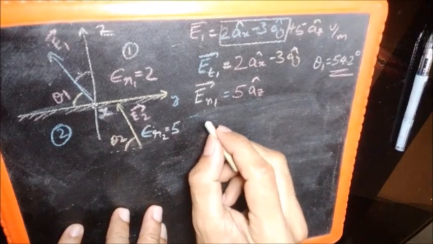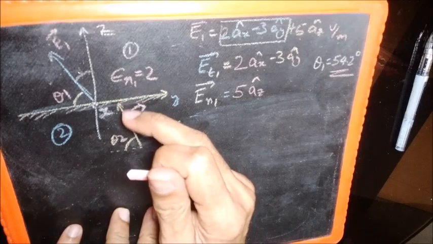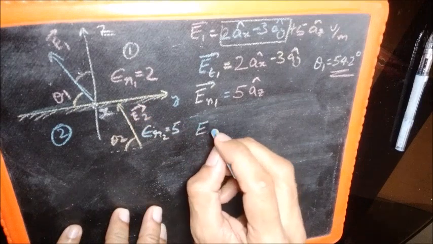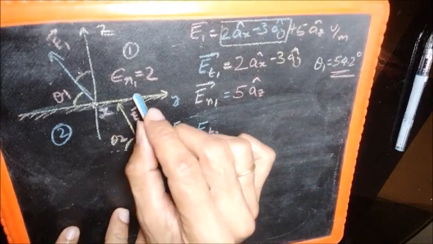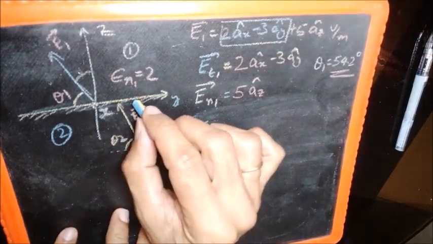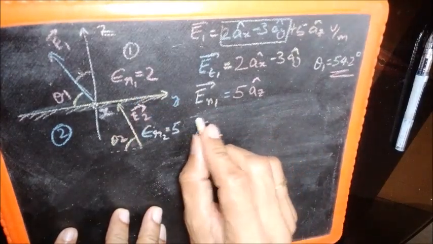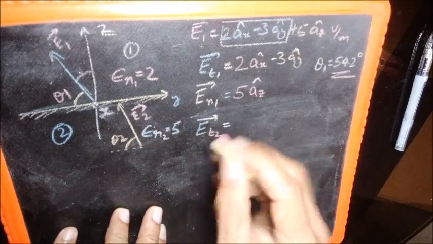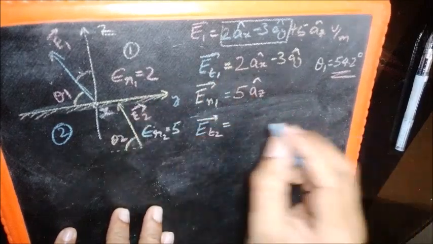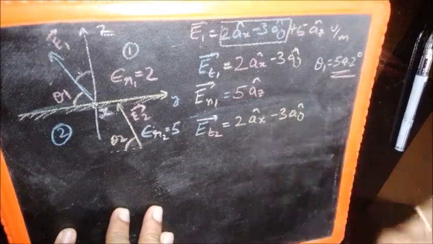From the boundary conditions, we know that the tangential components will be continuous. The tangential component will be the same on either side of the interface. So if I measure at interface plus and interface minus, it will be the same. So ET2, the tangential component of the electric field in region 2, will be the same as the tangential component of the electric field in region 1, which turns out to be 2ax cap minus 3ay cap.